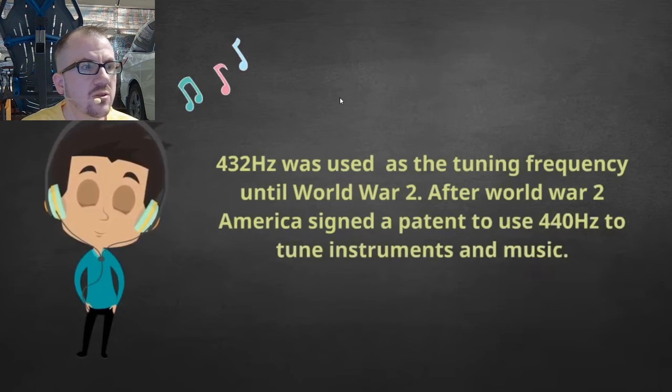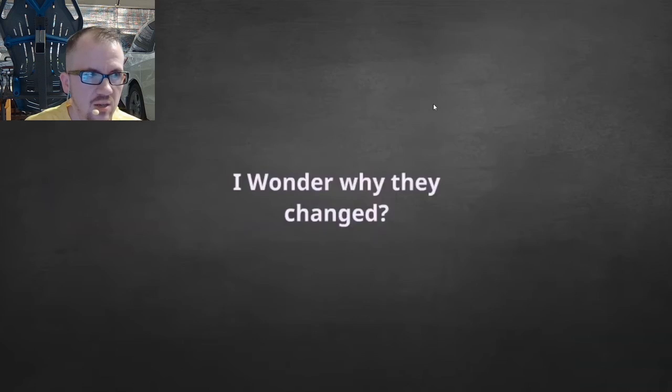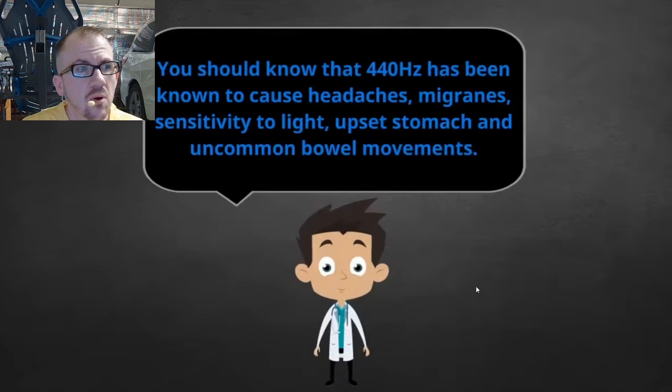All right, 432 hertz was used as the tuning frequency until World War II. After World War II, America signed a patent to use 440 hertz to tune instruments and music. Now, I wonder why they changed it. Here's the reason. You should know that 444 hertz has been known to cause headaches, migraines, sensitivity to light, stomach aches, and uncommon bowel movements. And this was known because in World War II, they tested it on subjects. They tested it on soldiers, and they tested it in the camps.